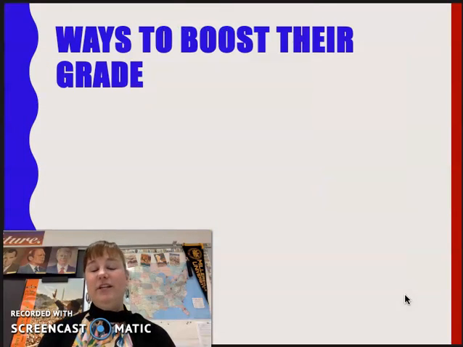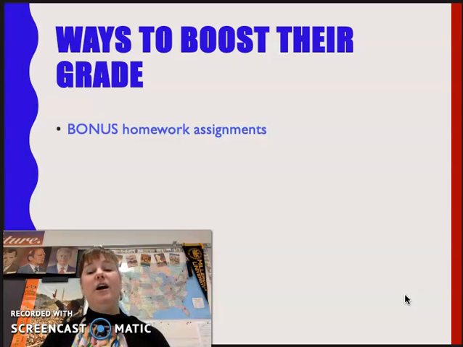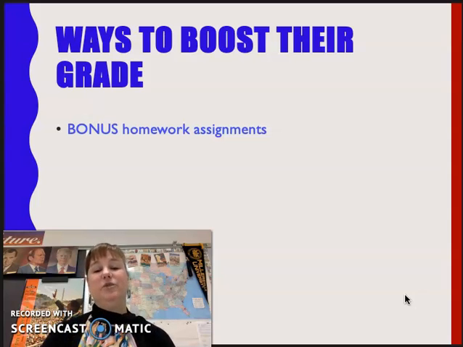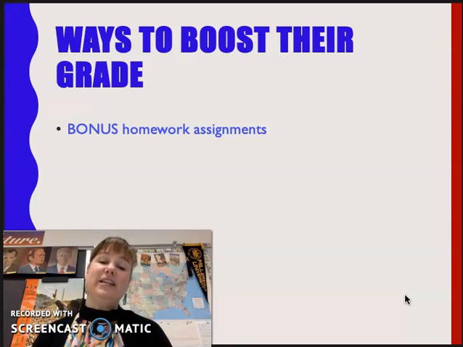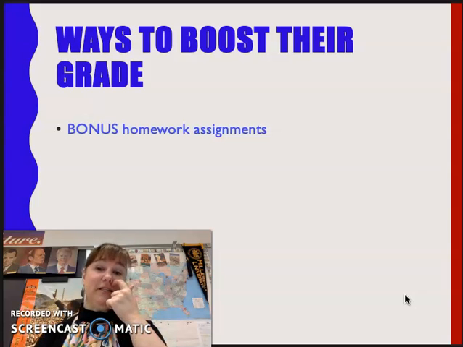Finally, there are many ways that students can boost their grade further if they maybe miss out on a retake, maybe they don't get in time to get that test retaken, or just choose not to. There are other ways they can boost their grade, or even if they do well on all their tests and writing assignments and they still just want to pull that grade up a little bit higher. There are bonus homework assignments.